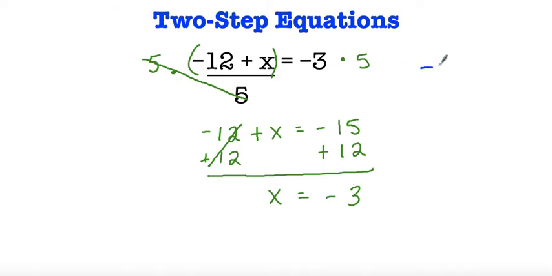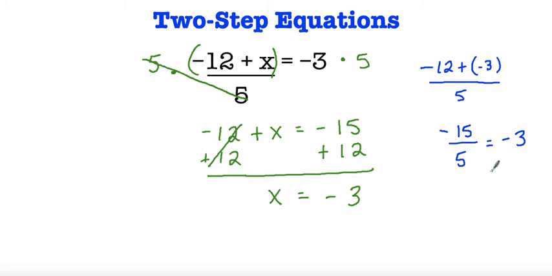So we have negative 12 plus negative 3 divided by 5. Negative 12 plus negative 3 is negative 15. Divided by 5, a negative divided by a positive is a negative. And 15 divided by 5 is 3. So negative 15 divided by 5 is equal to negative 3.